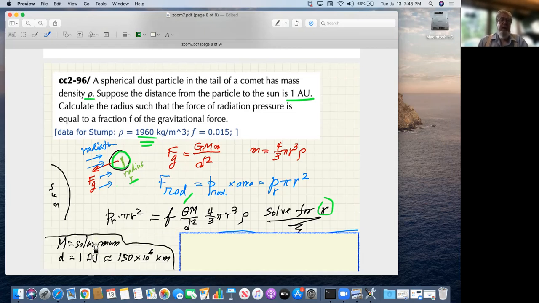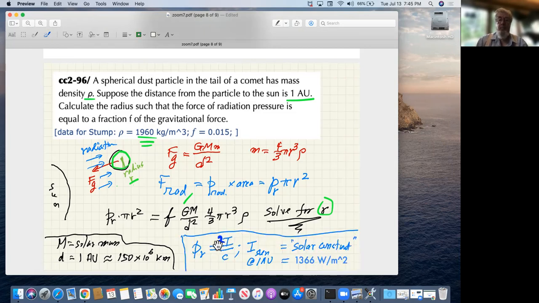So you need to get some numbers. M is the solar mass. You can look that up by a Google search. D is 1 AU. It's approximately 150 million kilometers. I guess it's 149.6 million kilometers if you do it accurately. You can find these numbers on the internet or in the back of the book. Oh, you also have to know what is the radiation pressure. Well, that's written down in the equation sheet.